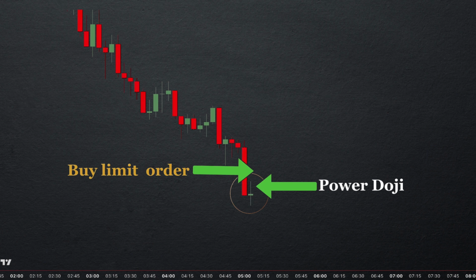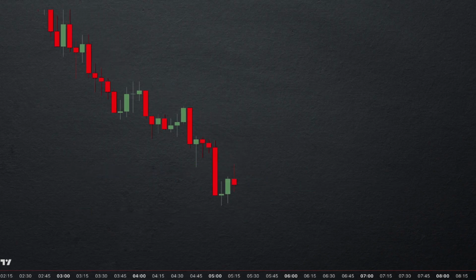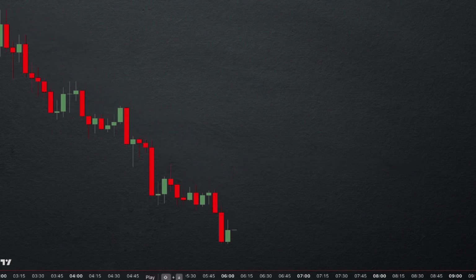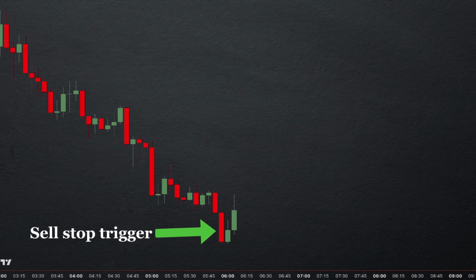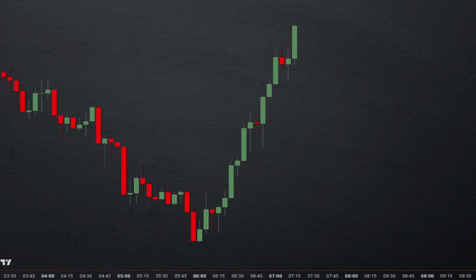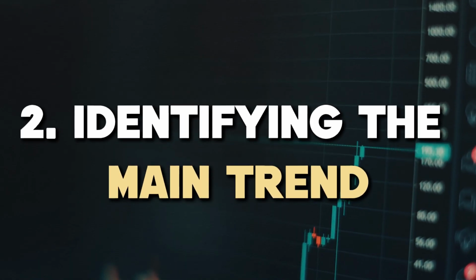And then sometimes, you'll see this little guy, a candle with a teeny tiny body, or sometimes no body at all. This is called a doji. And what a doji tells you is that the open price and the close price were practically the same. It's a sign of pure indecision. Buyers and sellers fought, but in the end, it was a draw. Nobody won.